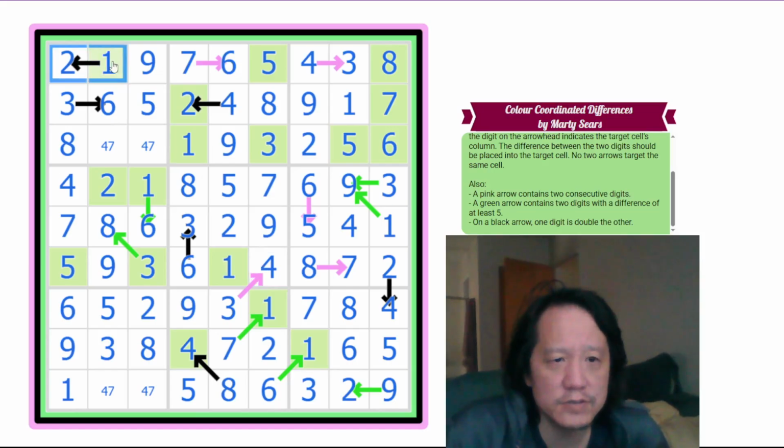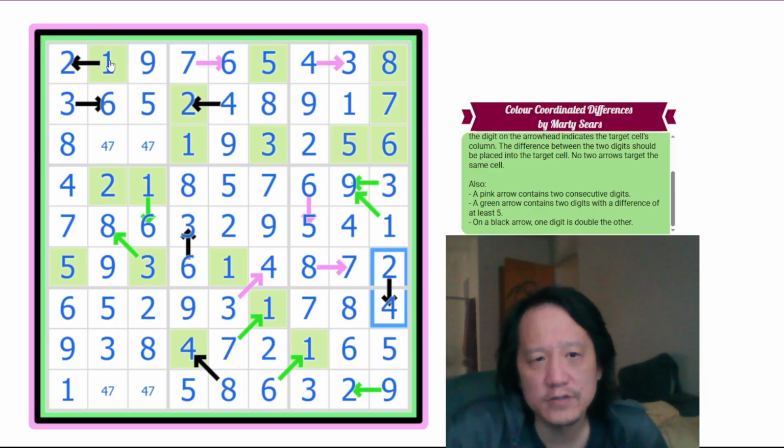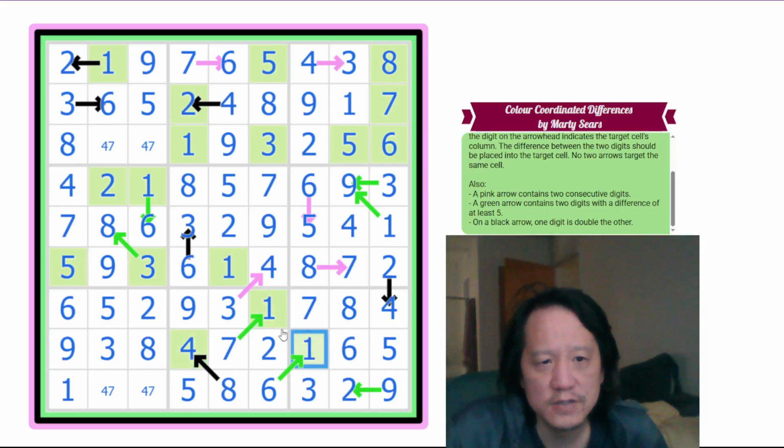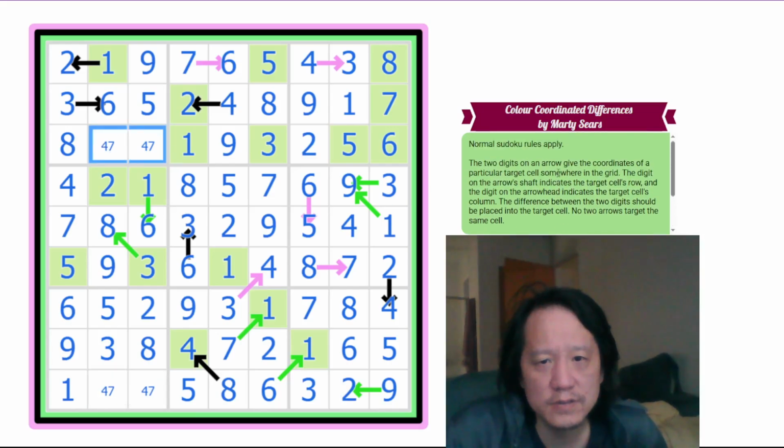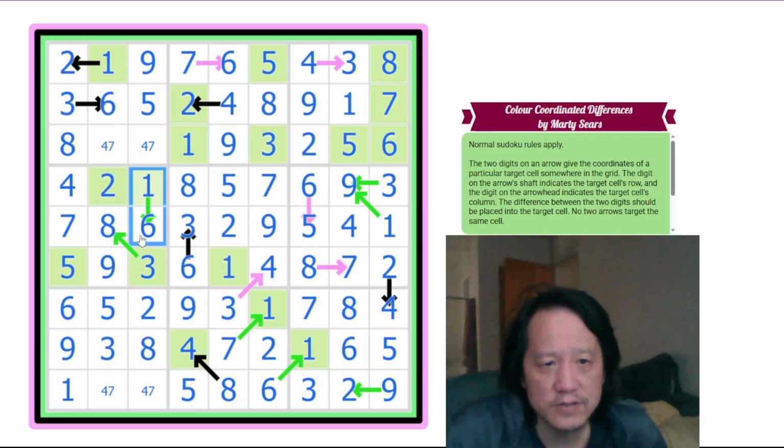Okay, 1, 2 points. So how many do we have? We have 17 targets. So then what about these? 3, 5, 6, 7, 8, 9, 10, 11, 12, 13, 14, 15, 16, 17.